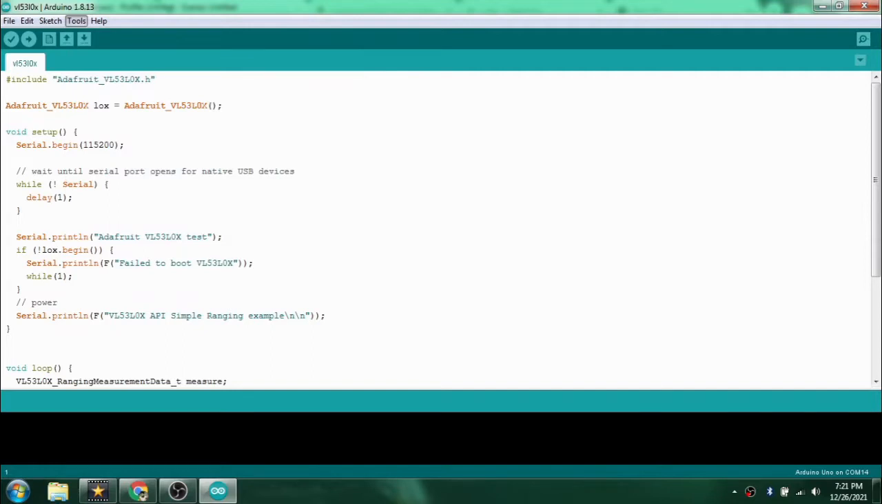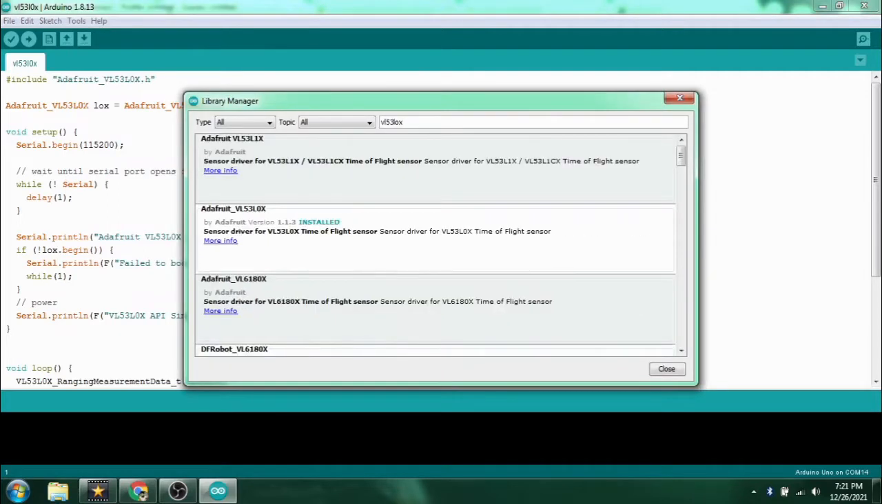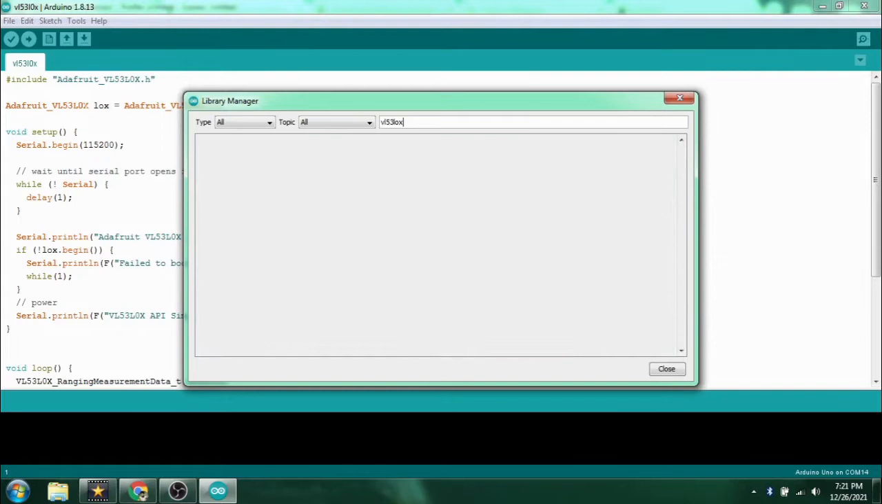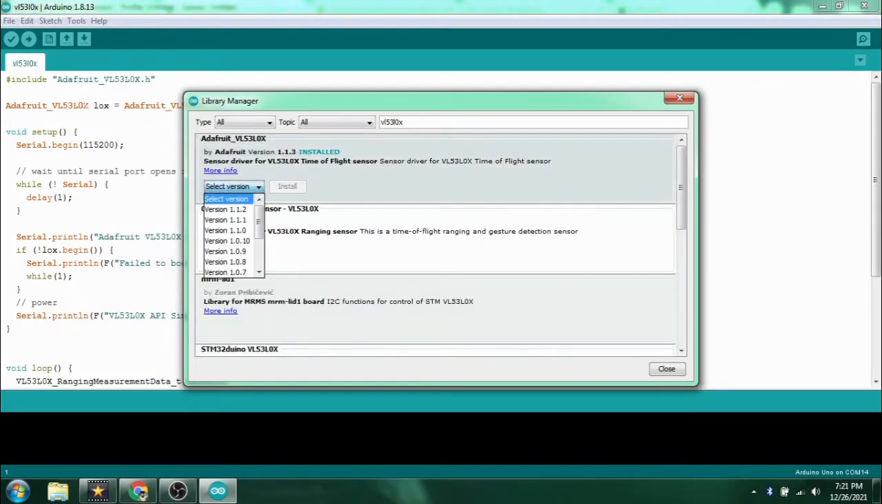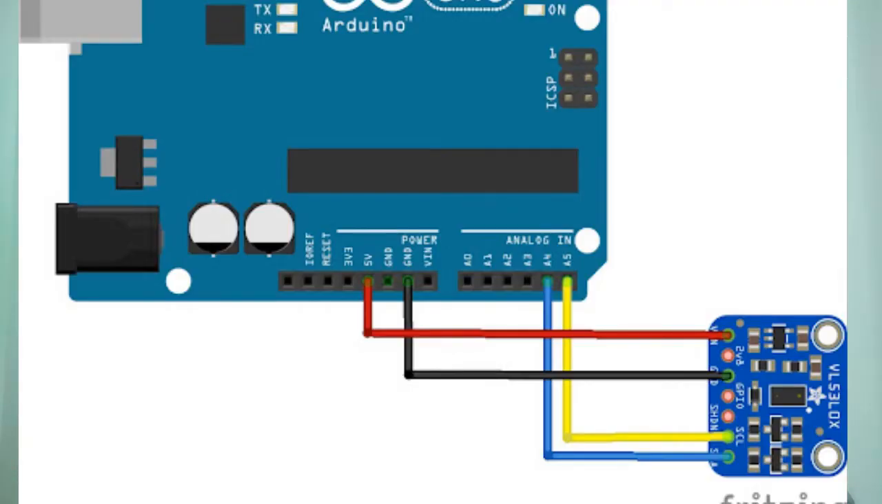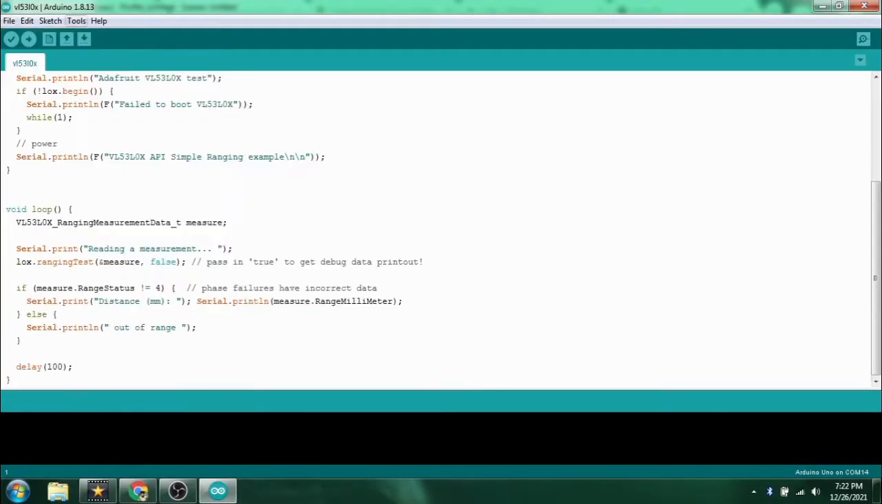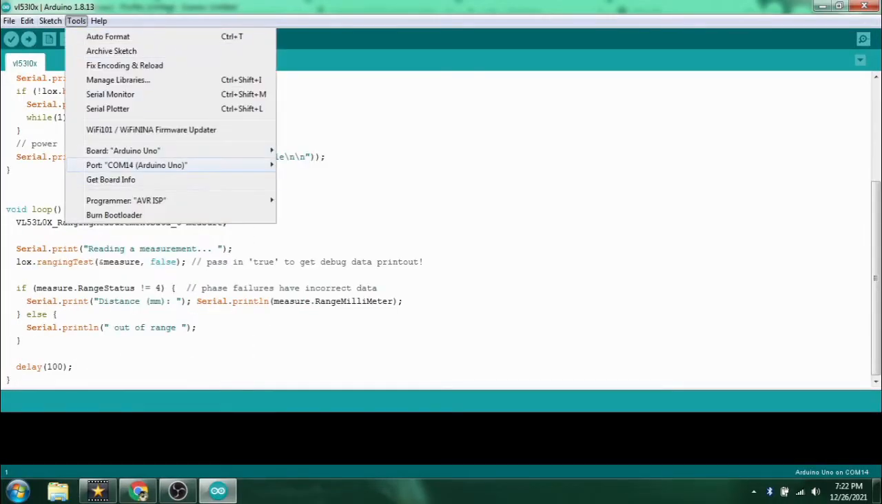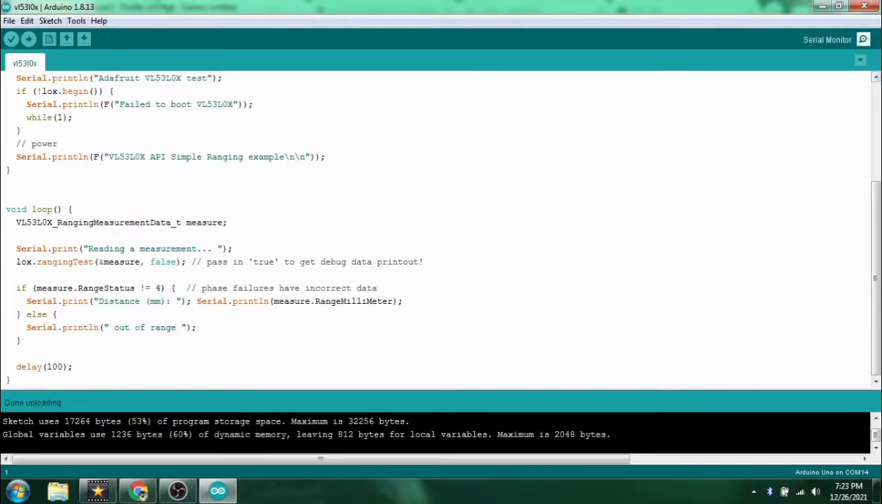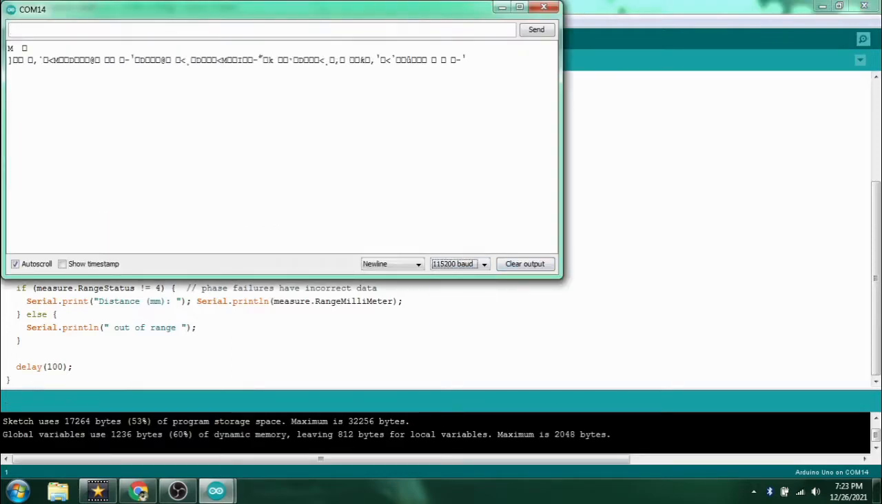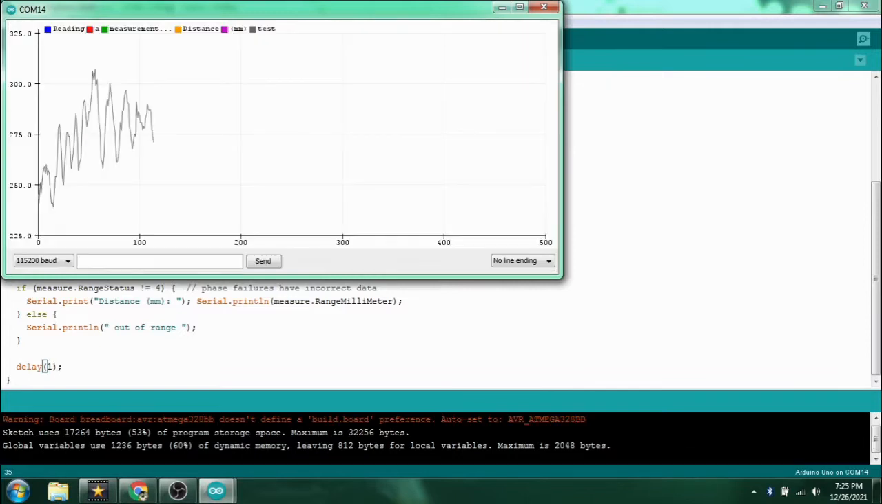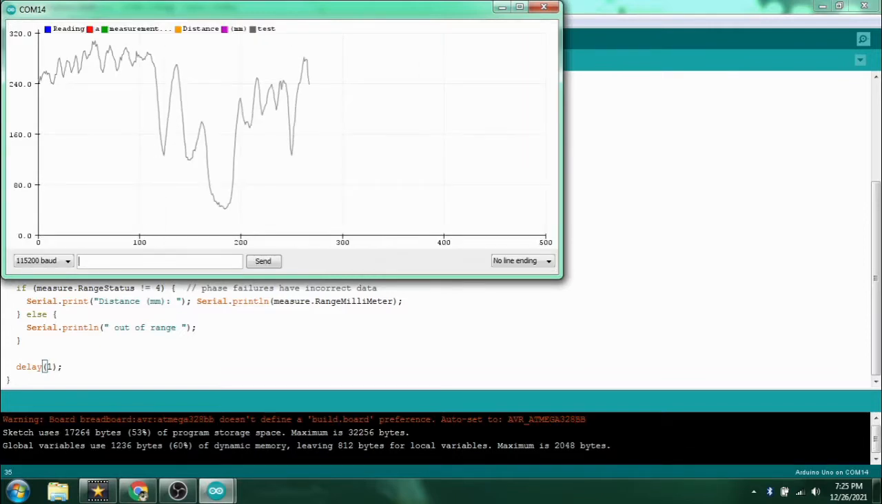We need to go to Tools, Manage Libraries, type VL53L0X and download Adafruit VL53L0X. Connect the sensor in this way. Go to File, Examples, browse through the option of VL53L0X, select the option and upload it to your microcontroller. Now you can see the graph, enjoy.